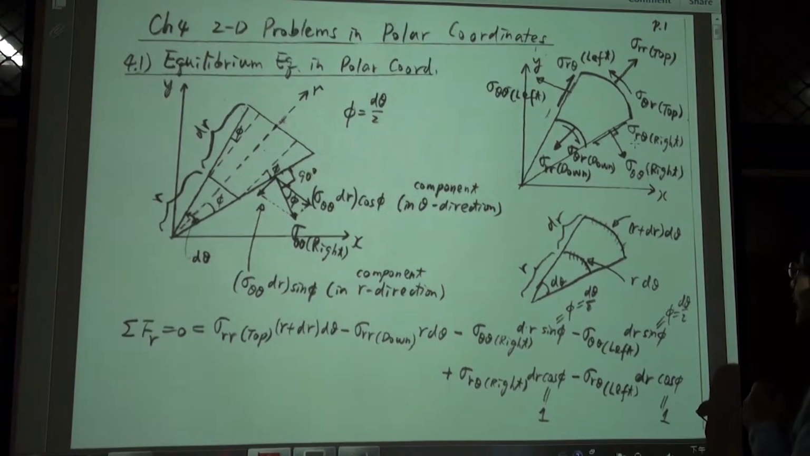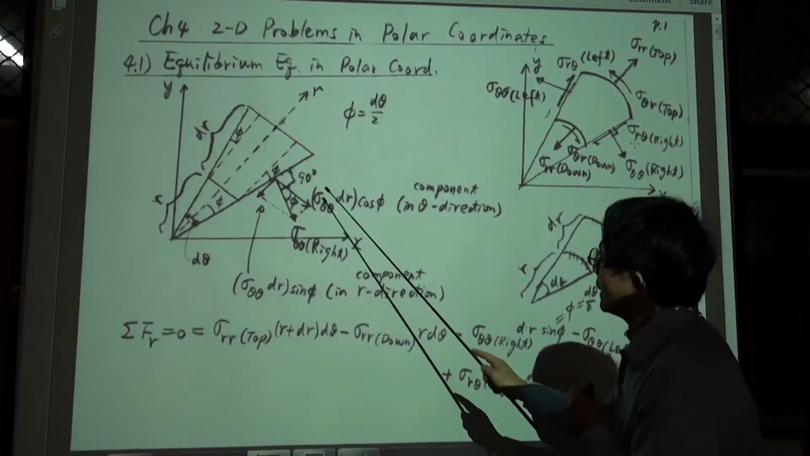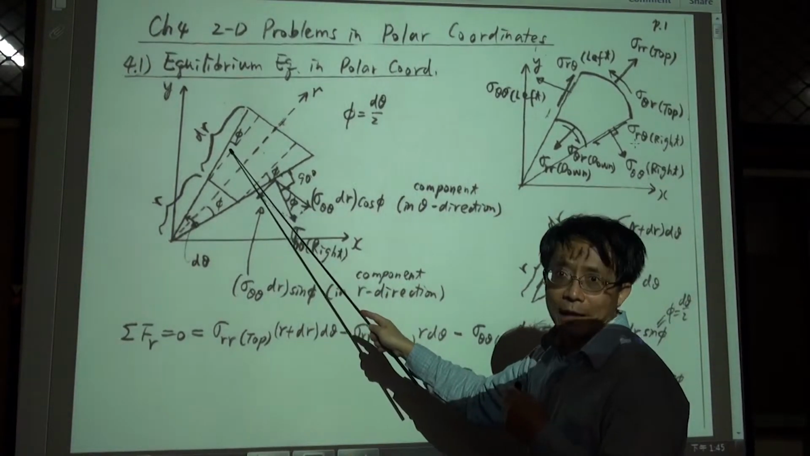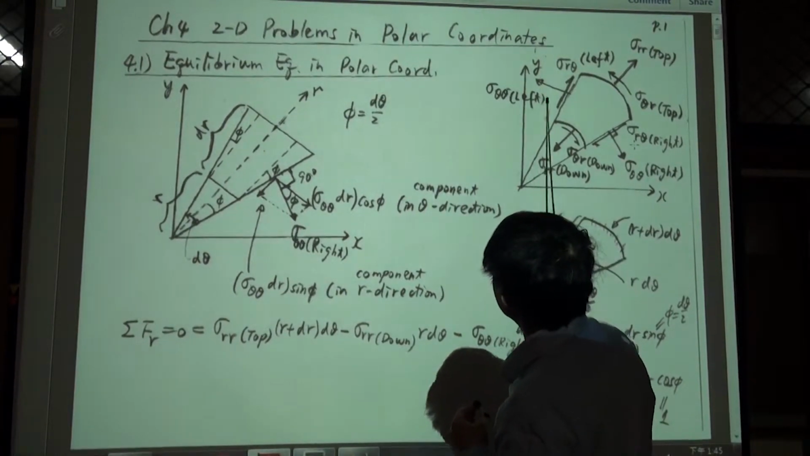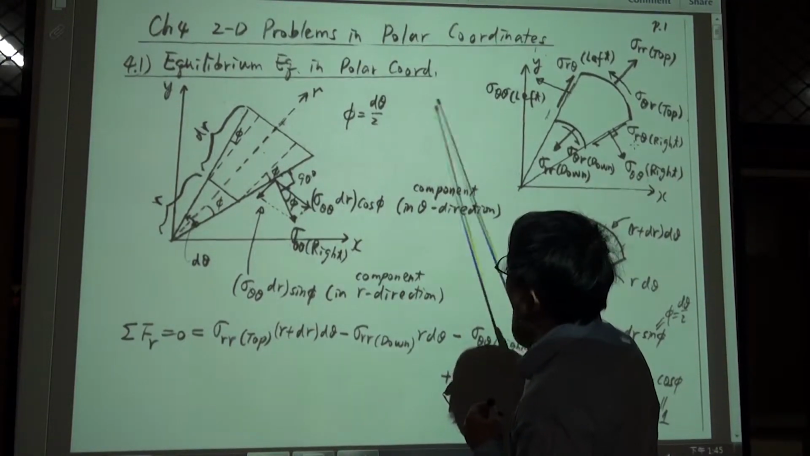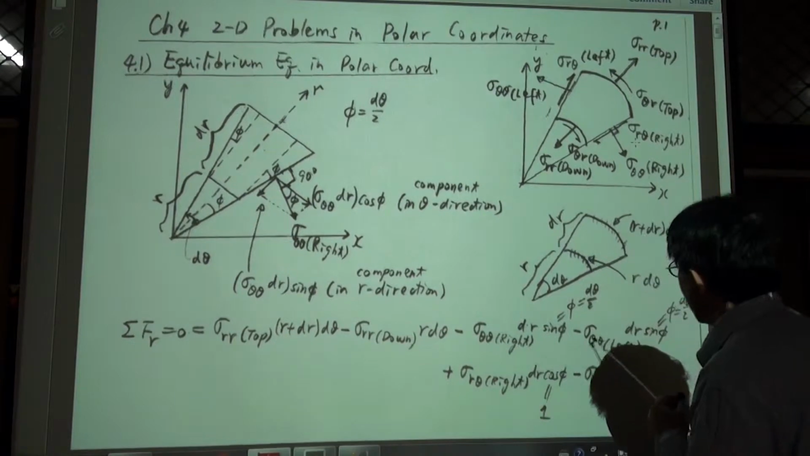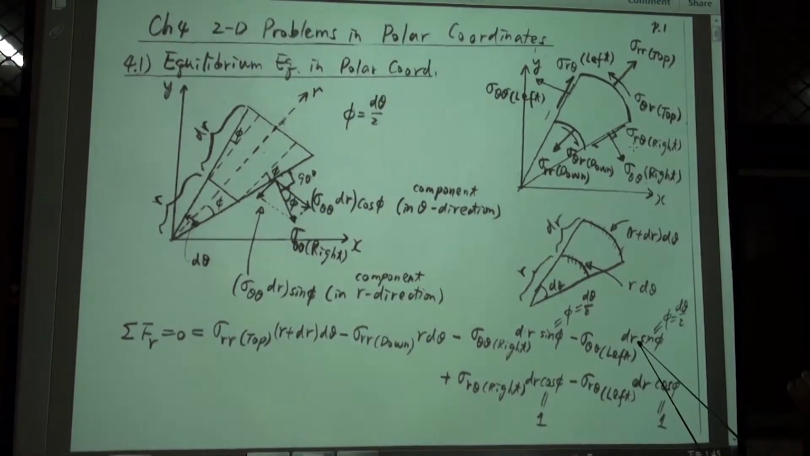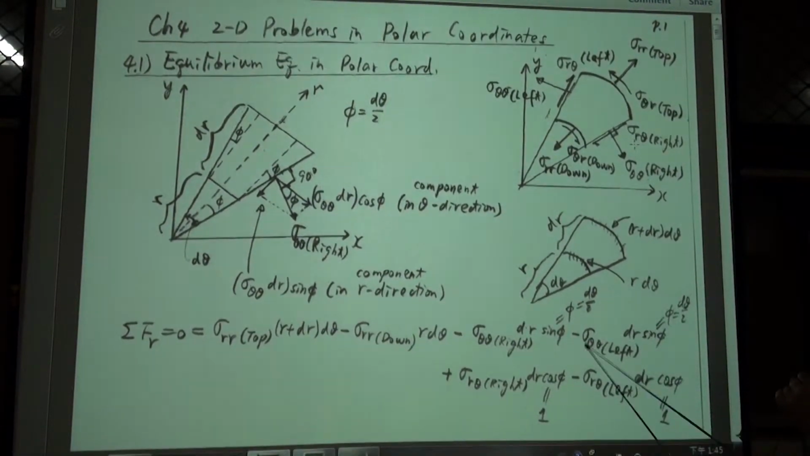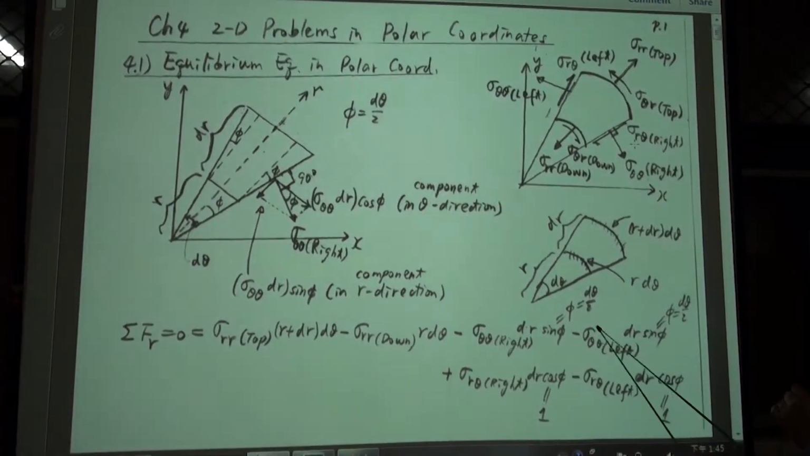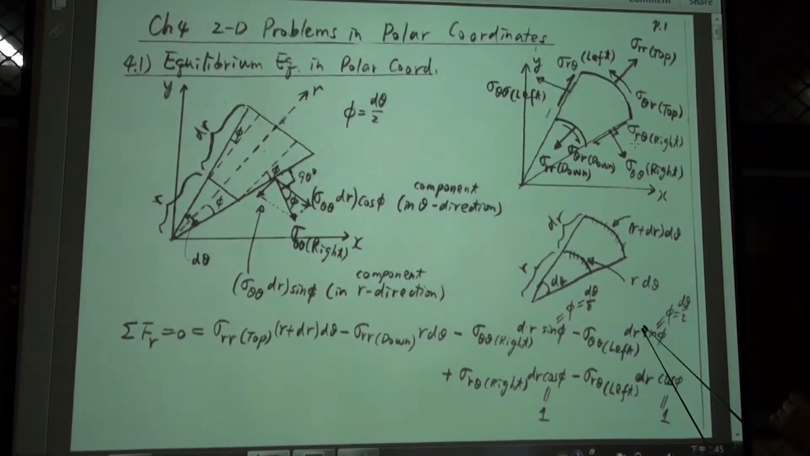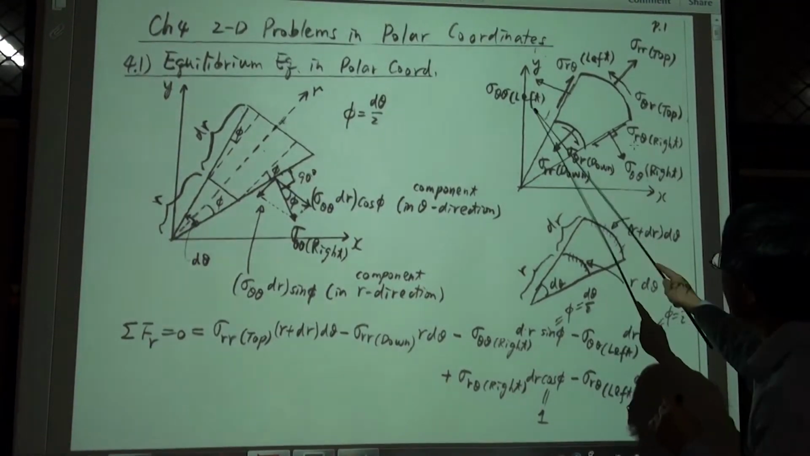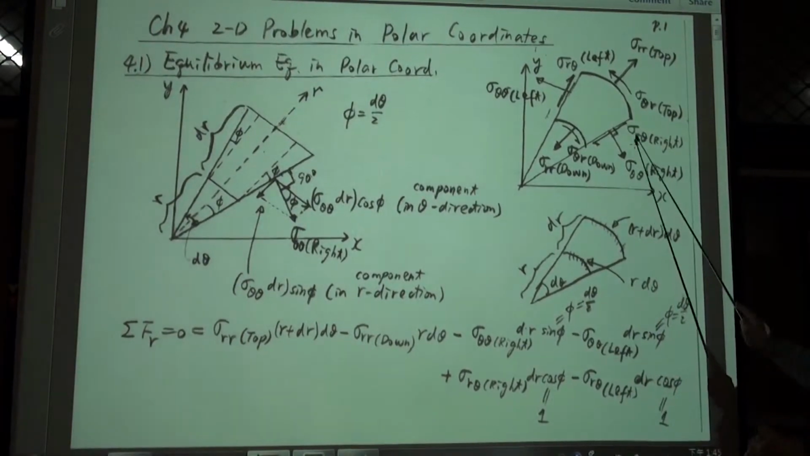Okay. In the same way, this is the right side. How about the left side? The left side also has sigma theta. So it also has a component in the r direction like this, in just the same way as this one. So this one comes from here, and this one comes from here.